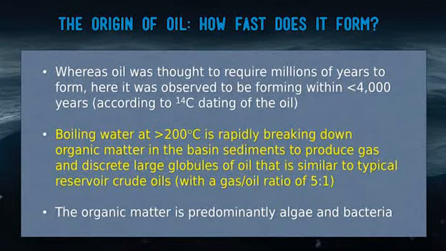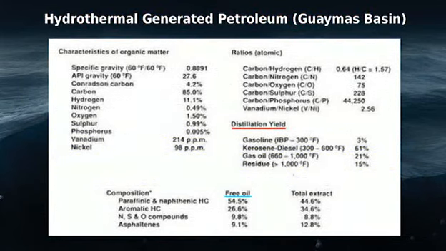The boiling water at greater than 200 degrees C is rapidly breaking down the organic matter in the sediments to produce gas and discrete globules of oil that is similar to typical reservoir crude oils. In fact, even with the correct gas-oil ratio of 5:1. And the organic matter in these sediments is predominantly bacteria and algae, just as we find buried and fossilised in the source rocks for many oil fields. And here was their table with the analysis of these oils that they produced. It was very similar to regular oils from other parts of the world.